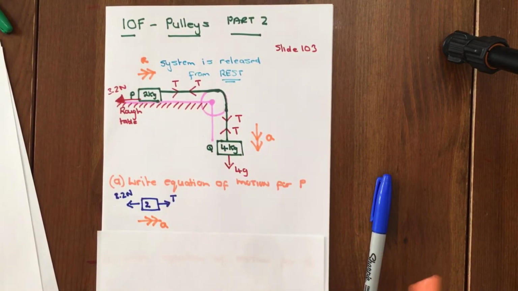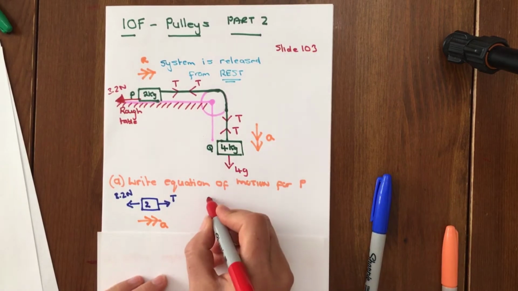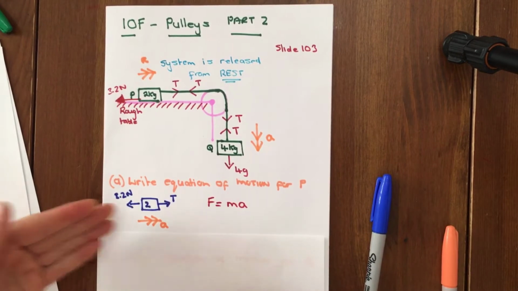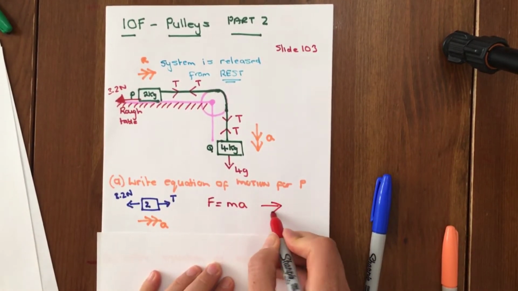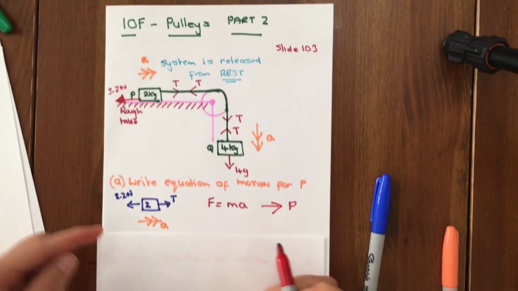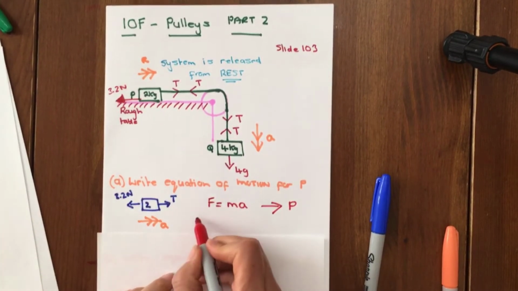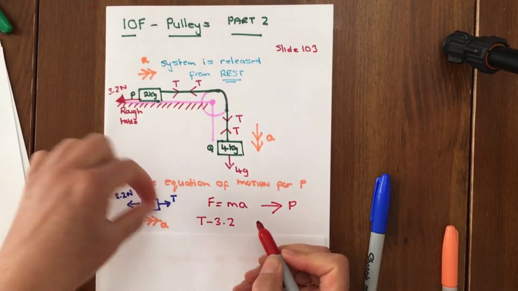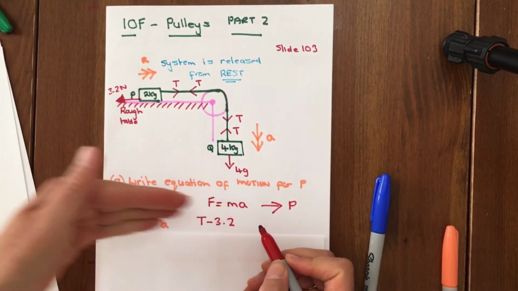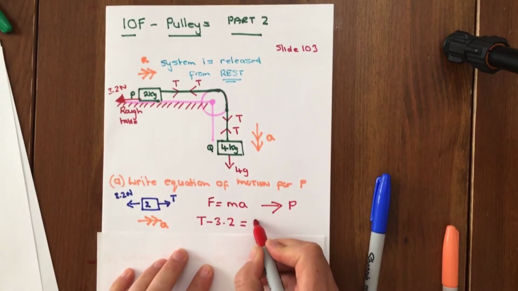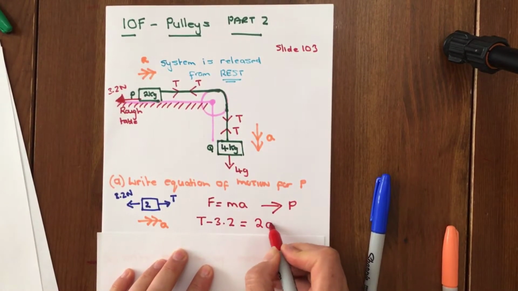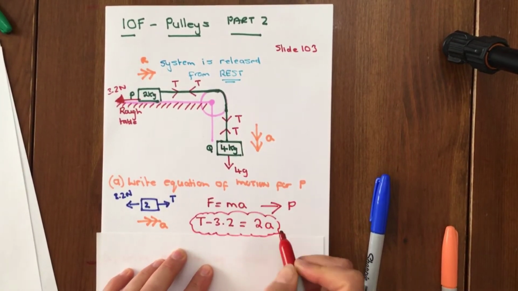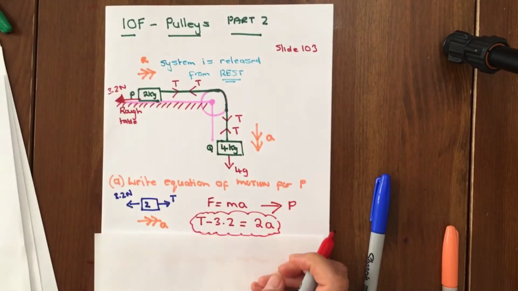Right, so let's write down our equation of motion. We know that's F equals ma. So we're going to resolve horizontally at P. We've got T, which is positive, minus the friction, which is negative because it's going the opposite way to the direction of motion, equals my mass, 2 kilograms, times my acceleration, which I don't know. So here is my answer for part A.